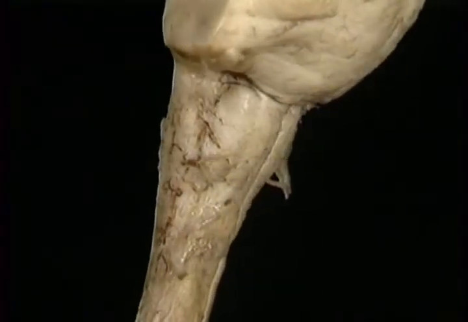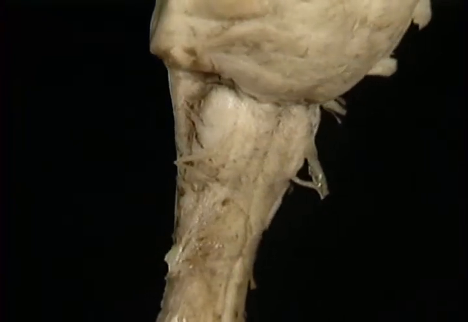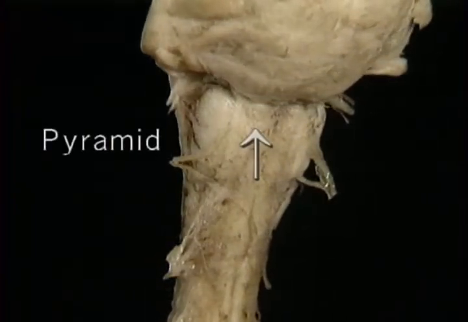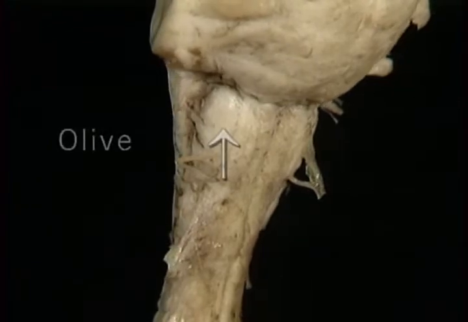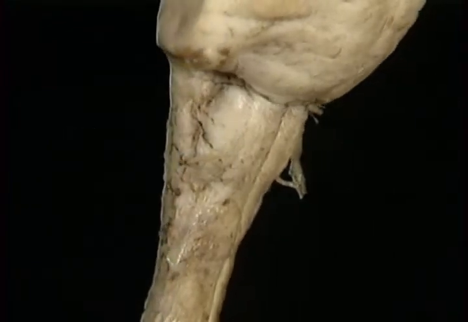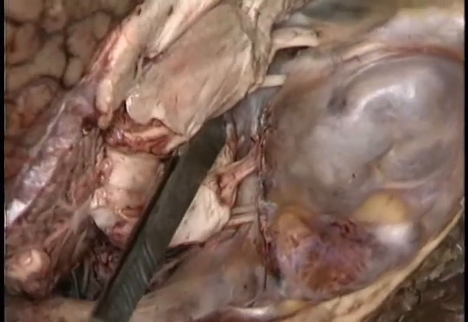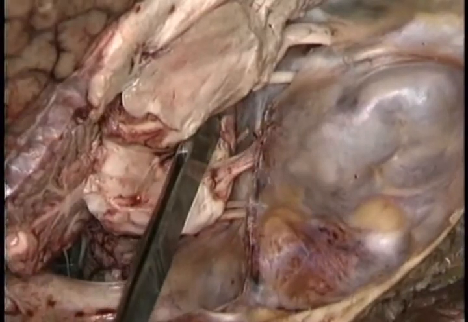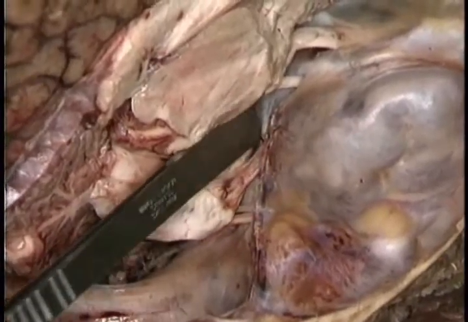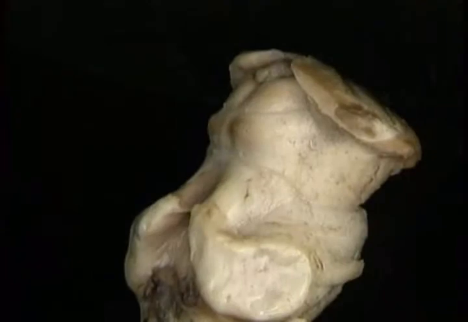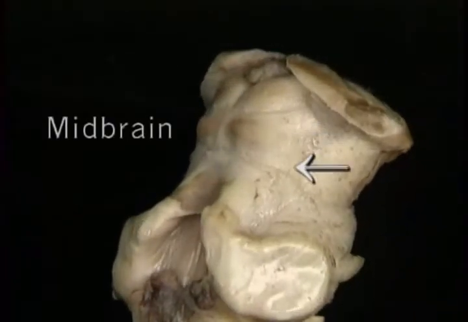The ventral aspect of the medulla is marked on each side by these bulges, the pyramid and the olive. Emerging from here is the abducent nerve. The part of the brainstem above the pons is the midbrain.